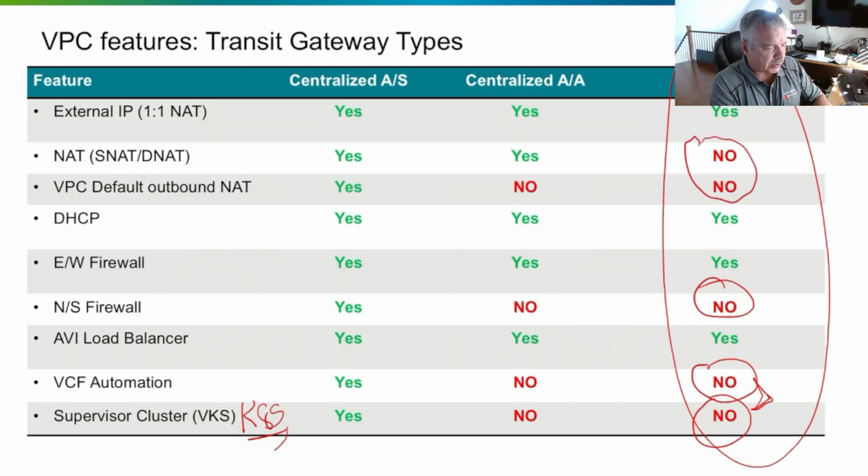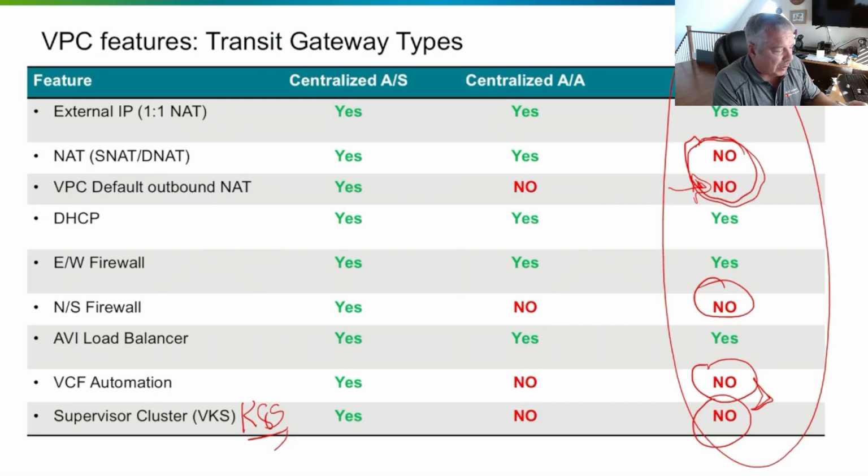Here they talk about source and destination NATing and VPC default NAT. It's not available. What they're saying here is if I want to do network address translation, and I'll give you a demo on this when we get into the VPC part, I'll show you the difference of what's not going to happen. Since we don't have an edge cluster there, and the edge generally provides our north-south network address translation because it's a centralized service, we can't do that.